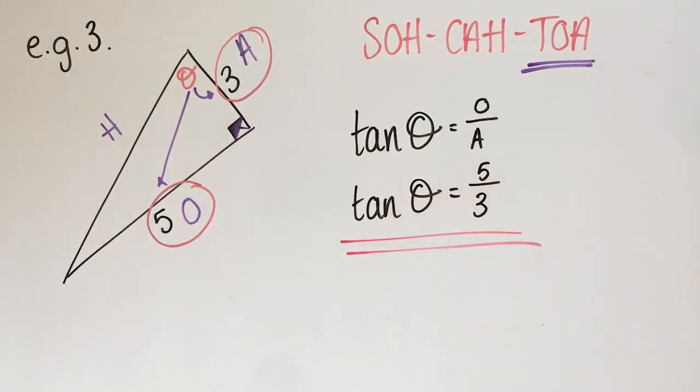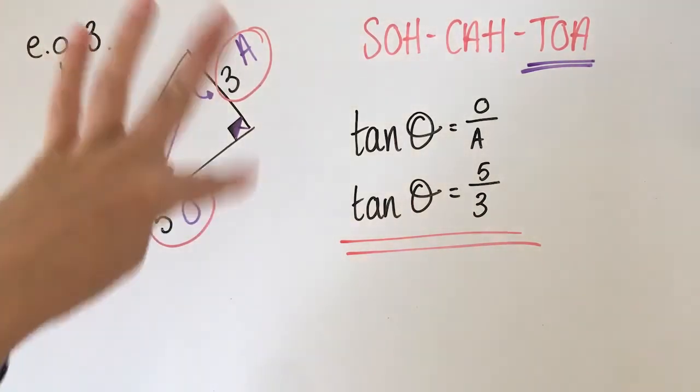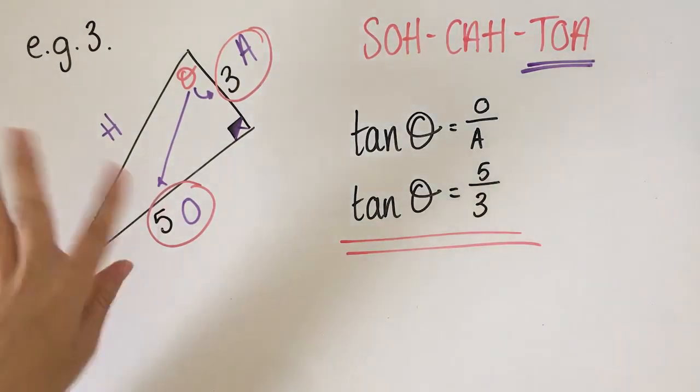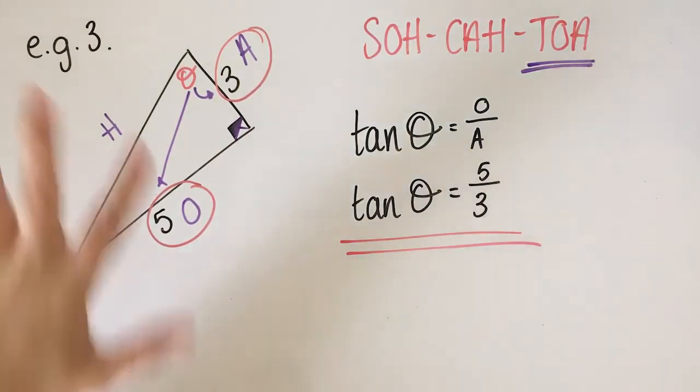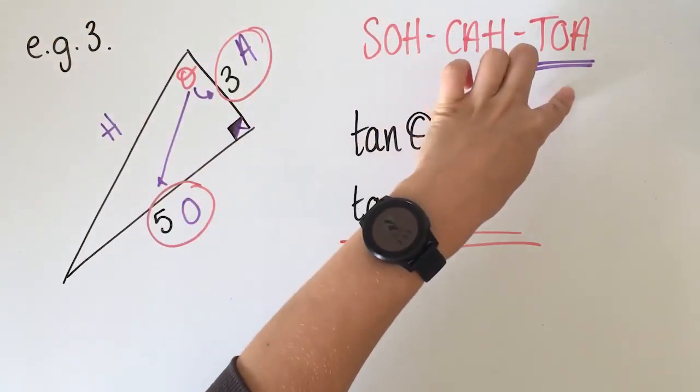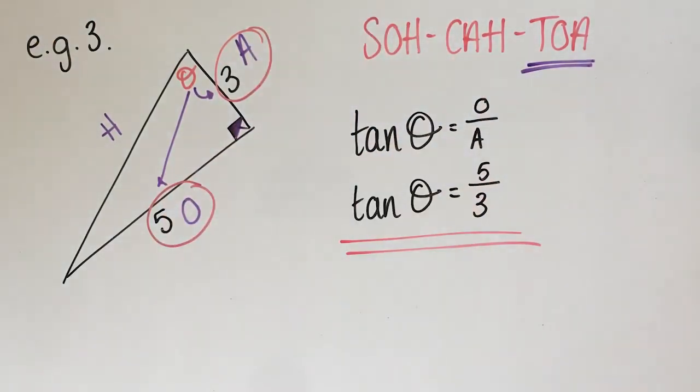So if we think back to our success criteria and our learning intention, we wanted to be able to label the sides O, A and H, and then we wanted to have an understanding of what sine, cos and tan meant, and we wanted to be able to determine which one we needed to use depending on the angle. So if you can label the sides, determine which ratio you need to use, and substitute in the values, then you've met today's success criteria.